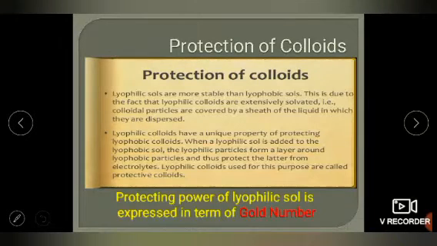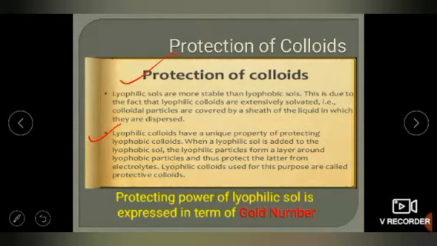So in this way, these are the basic properties of colloids, in which we have discussed the physical properties, optical properties, and electrical properties of colloids. Now, production of colloids. Lyophilic sols are more stable than lyophobic sols. Now, what is a lyophilic sol? It is liquid loving. This is due to the fact that lyophilic colloids are extensively solvated, and colloidal particles are covered by a sheath of the liquid in which they are dispersed.